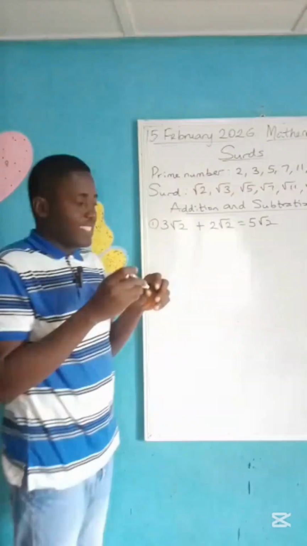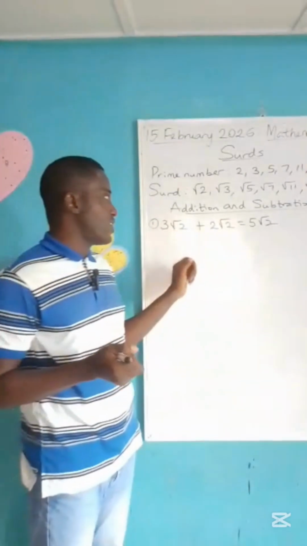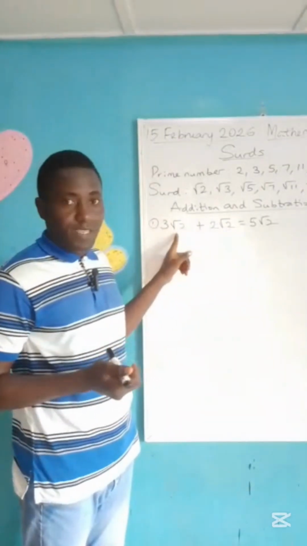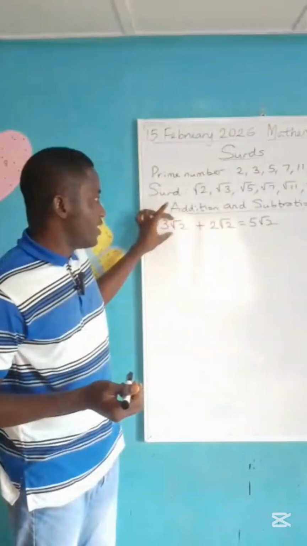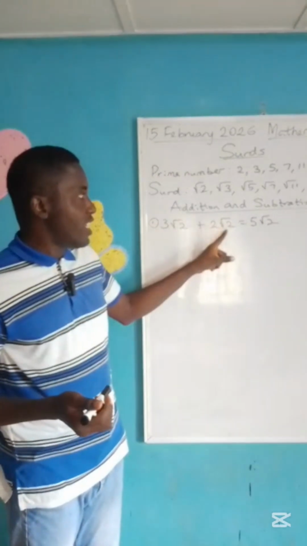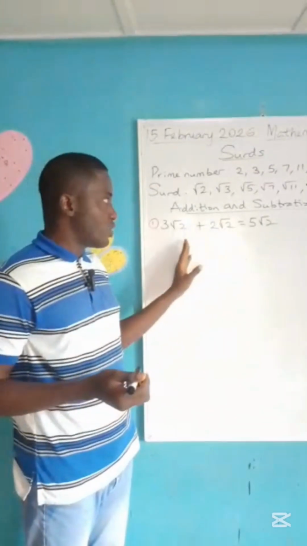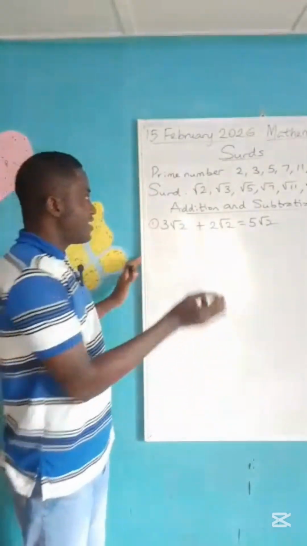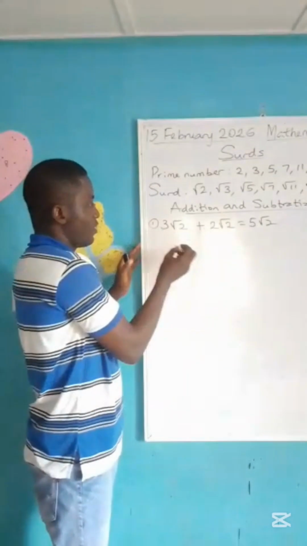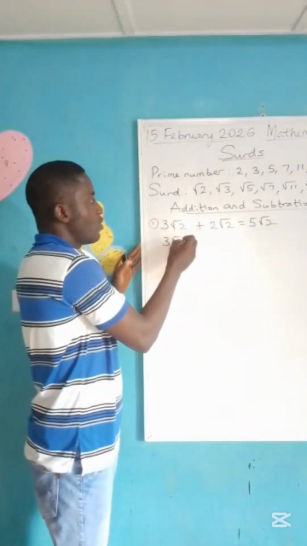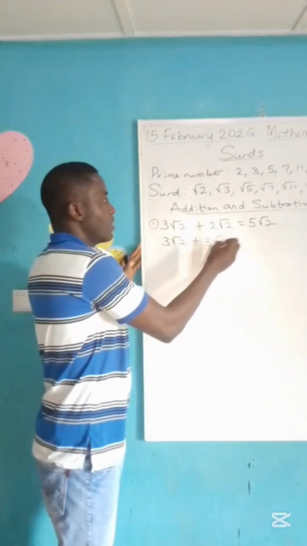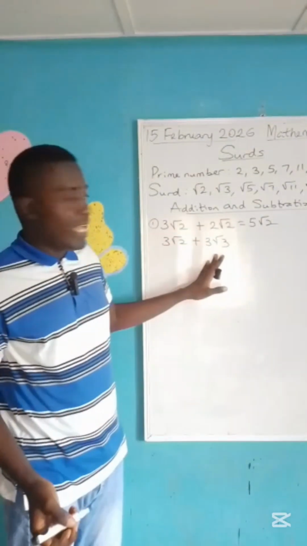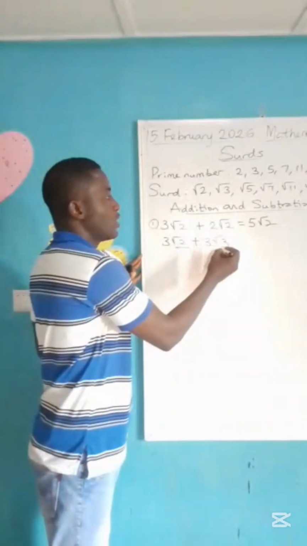You should note that you cannot add 2 surds if the surds are not the same. Like this one now, the surd here is root 2. The surd here is root 2. Because they have root 2 and root 2 as surds, they can be added. Let's say we have 3 root 2 plus 3 root 3. There is nothing you can do to this one. You can't add it because you can't add root 2 to root 3.